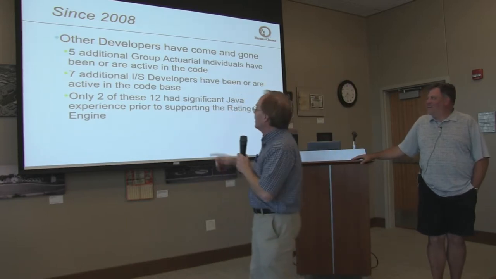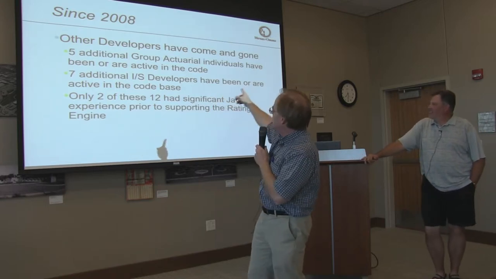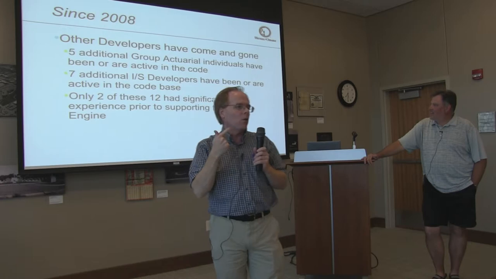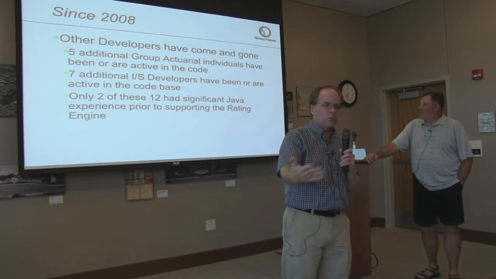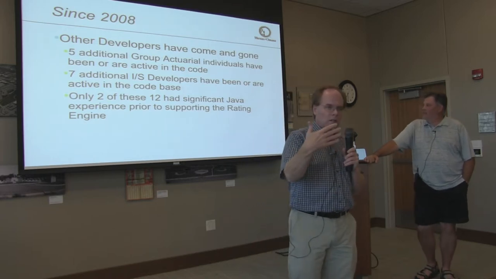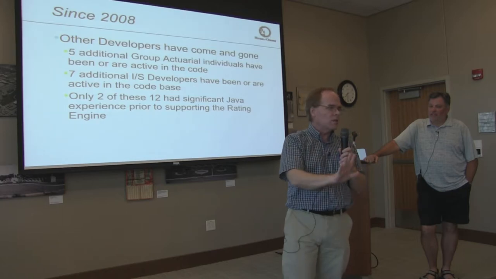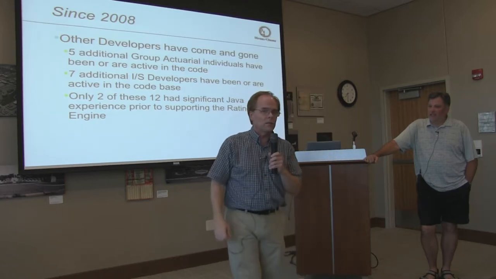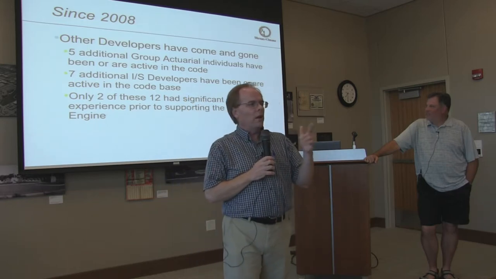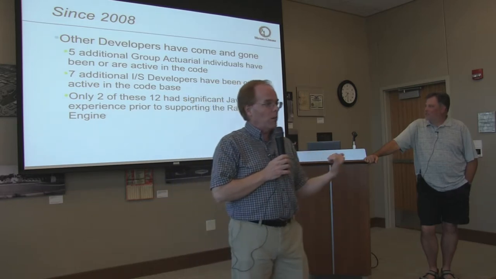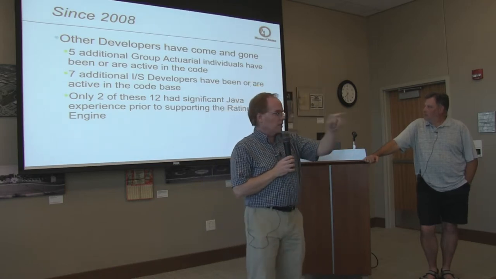And to this day, since 2008, we've had five additional group actuary individuals who have been or are now active in the code. As Scott was saying, the actuaries didn't just give us requirements documents. They didn't just give us an Excel spreadsheet with stuff, although the closest those guys come to a requirements document is an Excel spreadsheet with the calcs. And we put those in and they check them. But they are in the code with us, either pair programming in the beginning or they make code changes as well.